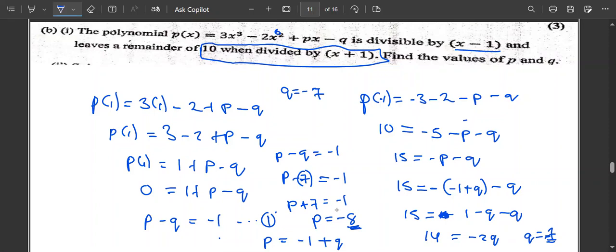So these are the possible values of P and Q. Okay, so you can solve it like that. I've used simultaneous equations with the substitution method because we had two equations.